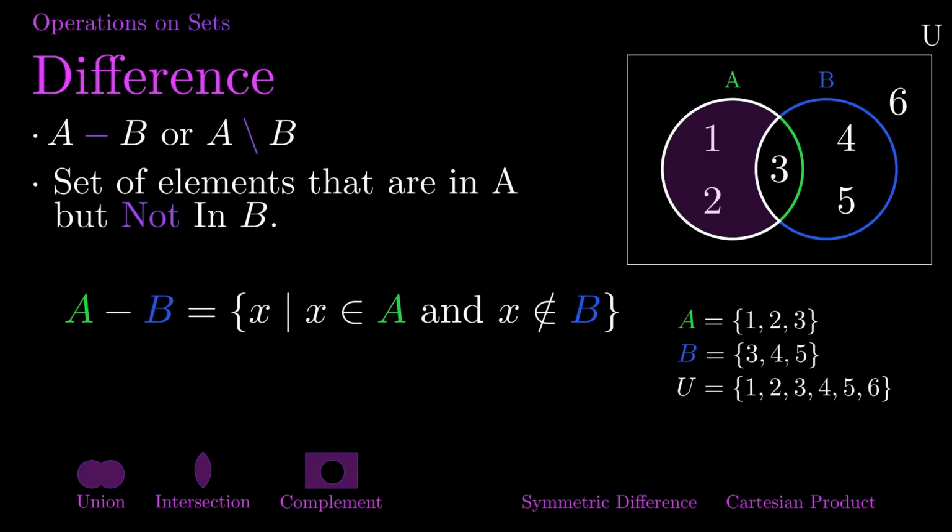Example, with our sets A and B, what is A minus B? We start with A, {1, 2, 3}. Then we look at B and remove any of its elements from A. B has a 3, so we remove 3 from A. What's left? 1 and 2. A minus B equals {1, 2}.